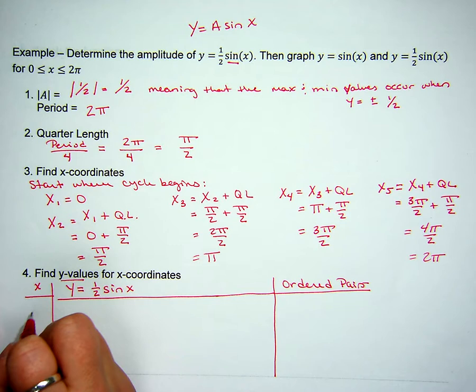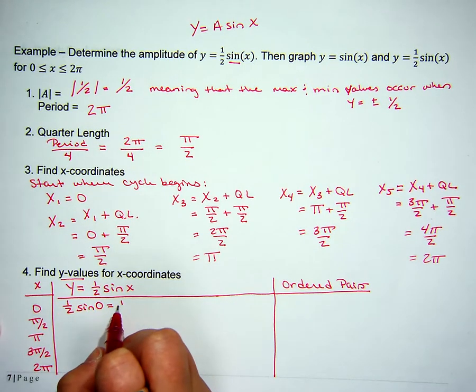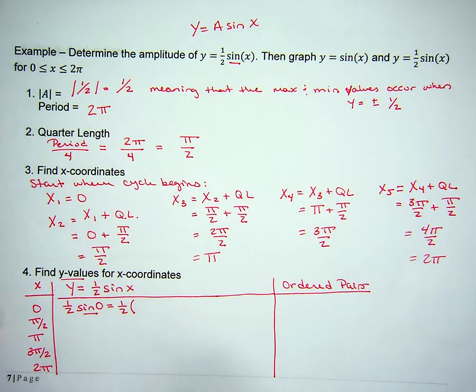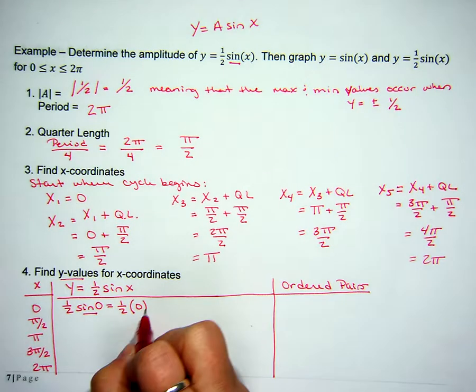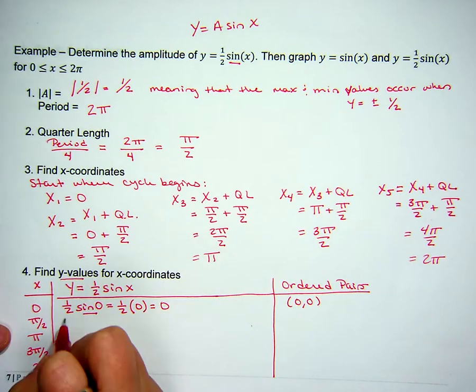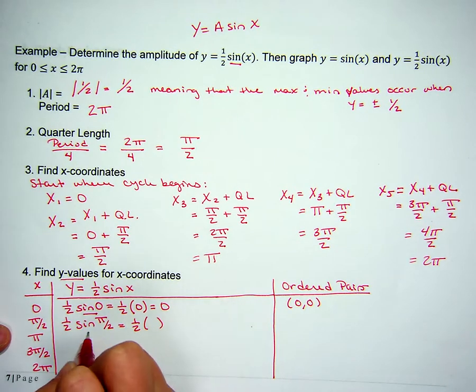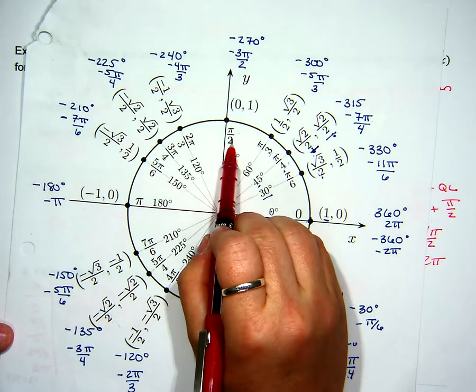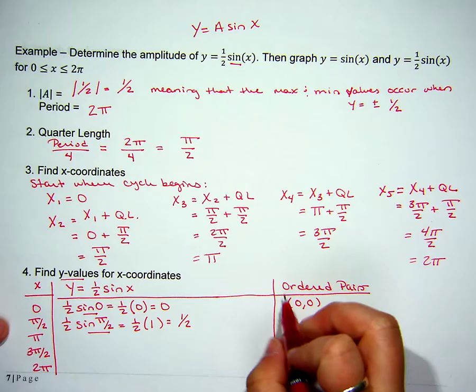Plugging this in, I have 1/2 sine of 0. Sine of 0 means what's the y at 0? At 0, the y is 0. So I have 1/2 times 0, or 0, ordered pair 0, 0. Next, I have 1/2 sine pi over 2. Sine of pi over 2 means what's the y at pi over 2? The y is 1. So I have 1/2 times 1, which is a half. Ordered pair, pi over 2, 1/2.